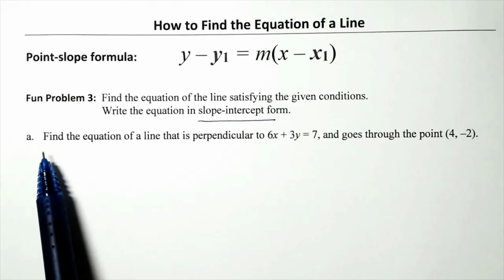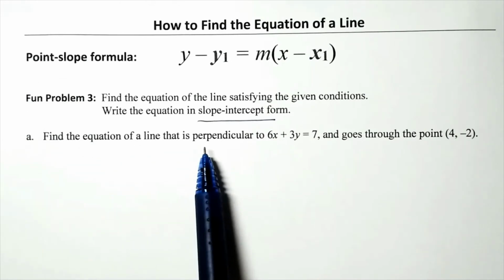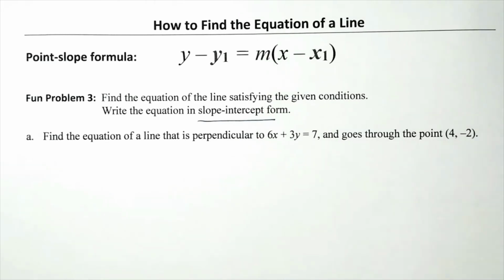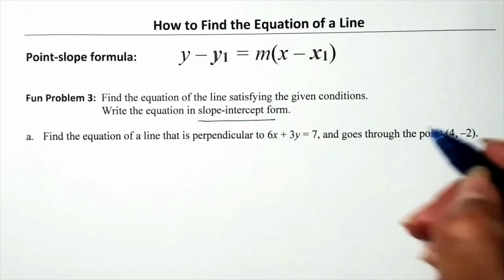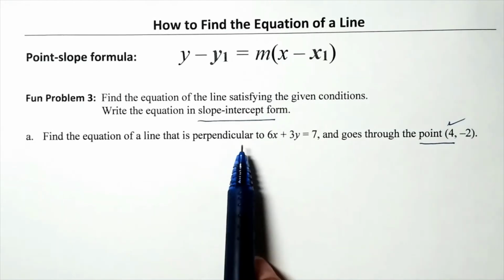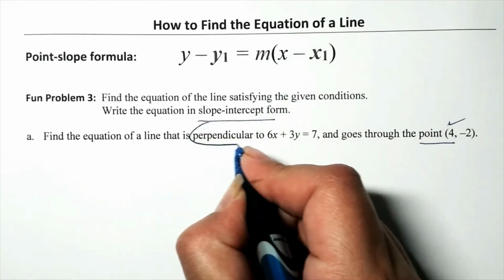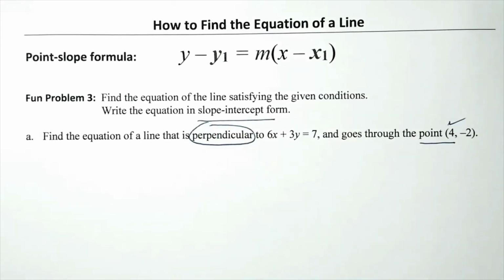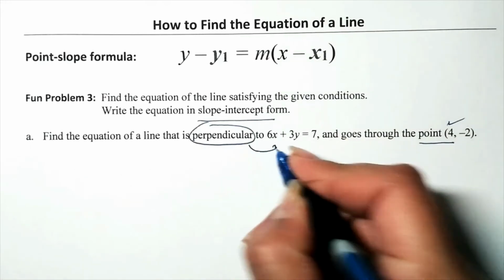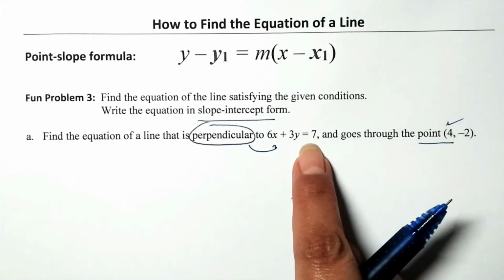So problem A, find the equation of a line that is perpendicular to 6x plus 3y equals 7 and goes through the point (4, -2). So again, to find the equation of a line, we need a point and we need a slope. They don't give us the slope flat out, but they give us clues. Our line needs to be perpendicular to this one. What's so special about a perpendicular line? Looking at my notes, our slopes need to be opposite reciprocals. So first things first, we need to find the slope of this equation, so then we can determine what the slope of the perpendicular line should be.